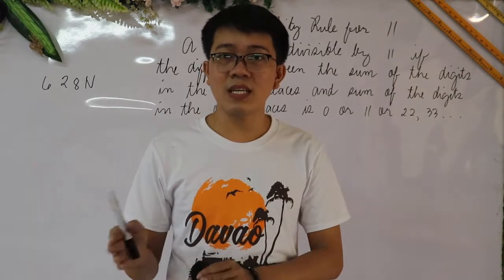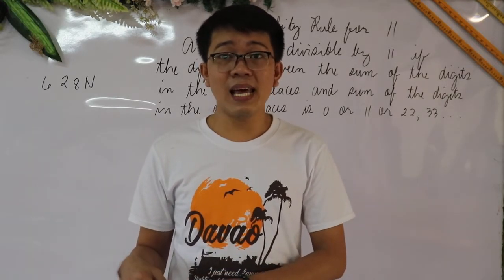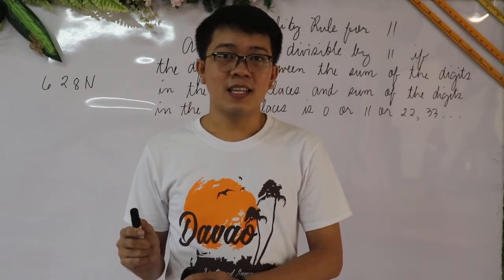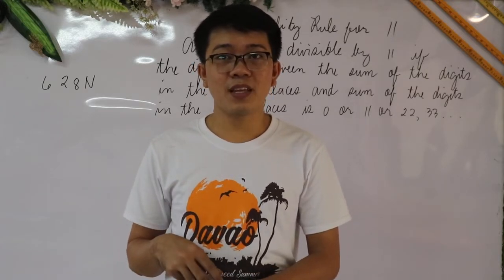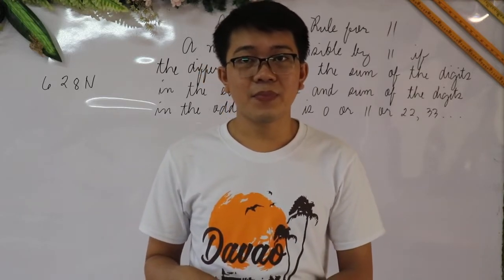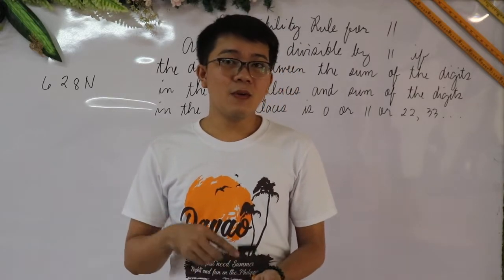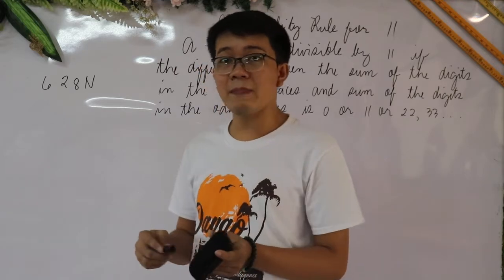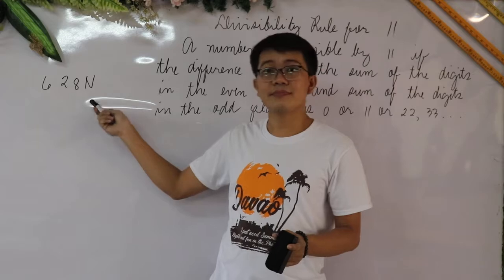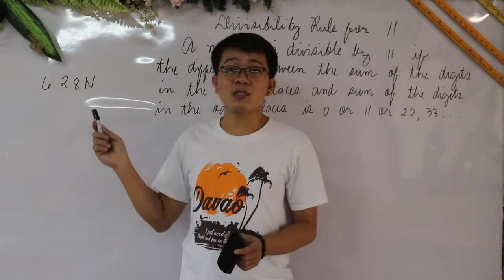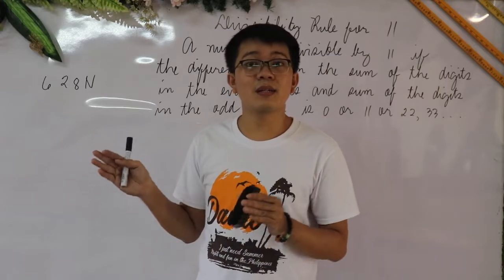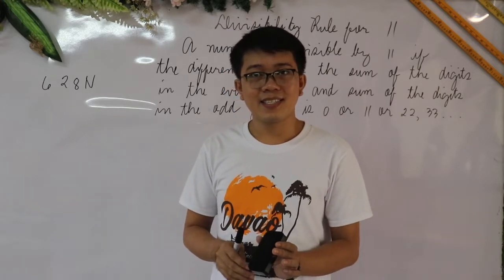Before we proceed to the divisibility rule number 11, let us first answer the task that was given in the previous video in divisibility rules number 4, 8, and 12. The task was, you are asked to find all the possible values of n so that 6,208 blank or n will be divisible by 8.